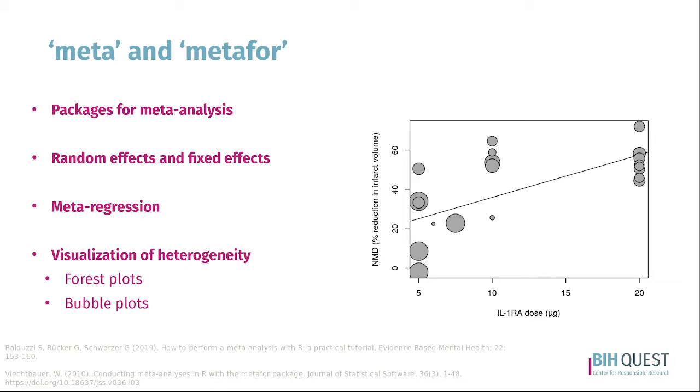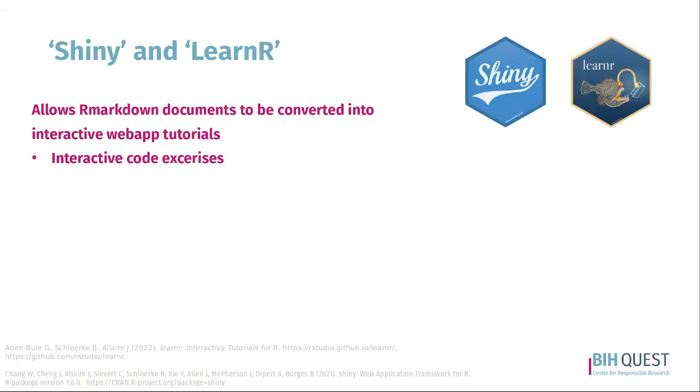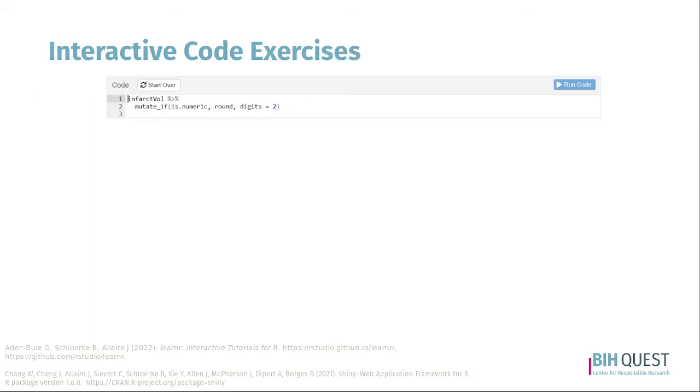The two R meta-analysis packages which we used, meta and metafor, contain the necessary functions for performing these analyses. In order to present these analyses in a useful way, we also used two additional packages. These packages were Shiny and LearnR. Shiny is a package for the creation of interactive web apps in R, which when combined with LearnR, allows R Markdown documents to be converted into interactive tutorials with live code exercises.